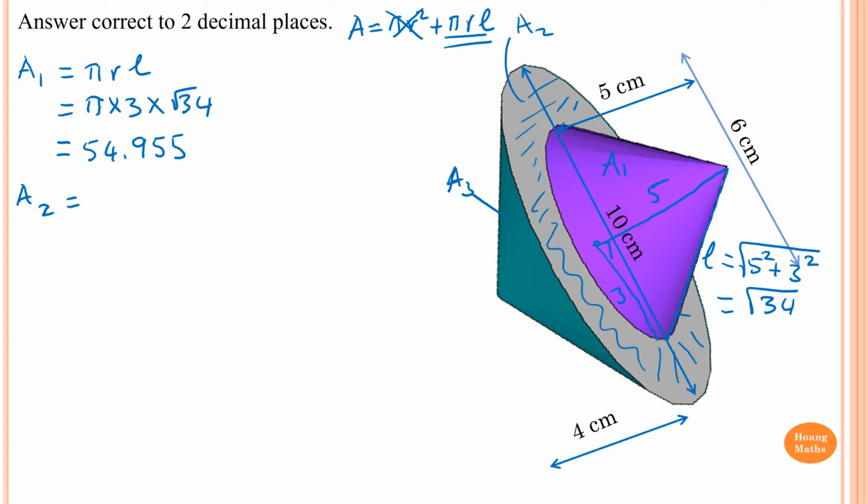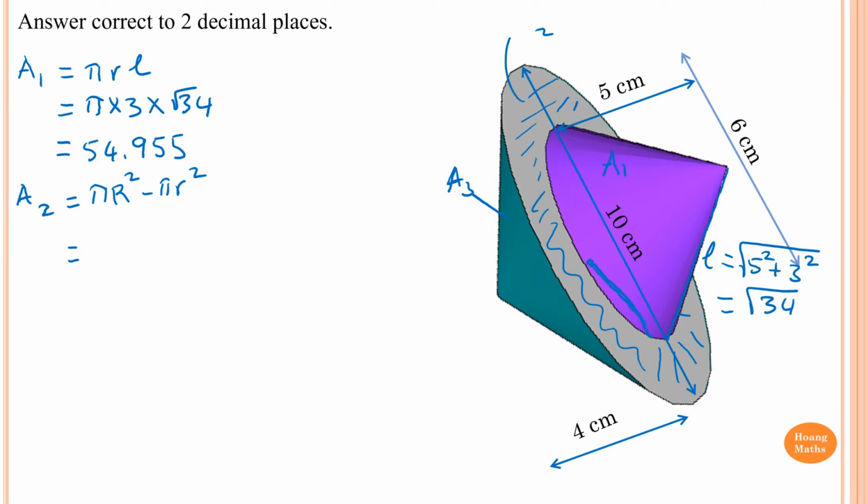And then A2 equals, so A2 is these 2 circles. We need to find the larger circle minus the smaller circle. We call it an annulus if you like. So the larger circle is pi big R squared minus pi small r squared for the smaller circle. We know that the radius of the smaller circle is 3, because from here to here is 3, and the larger circle is all the way from here, which is 5, because 10 centimeters is the diameter. So all we need to do is pi times 5 squared minus pi times the small radius, which is 3, so 3 squared.